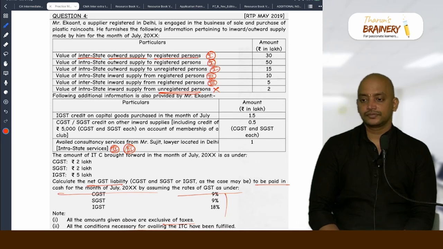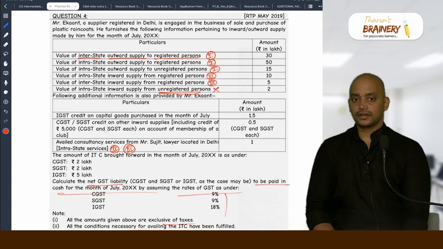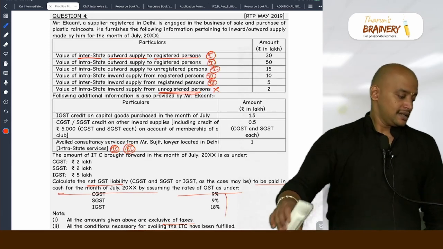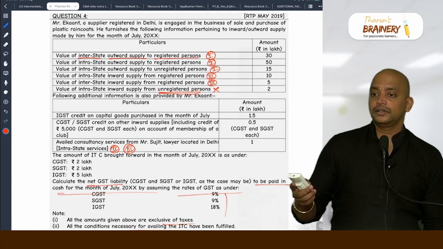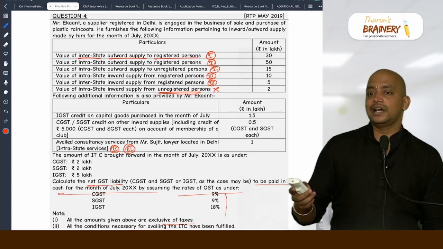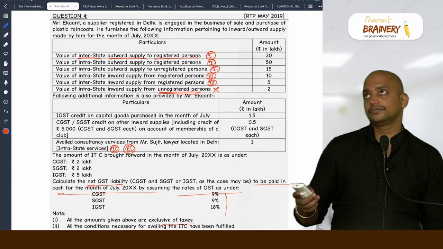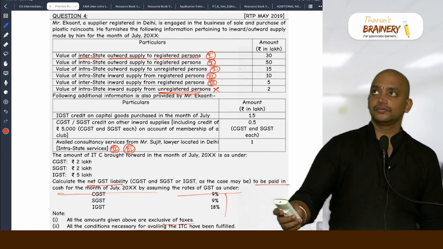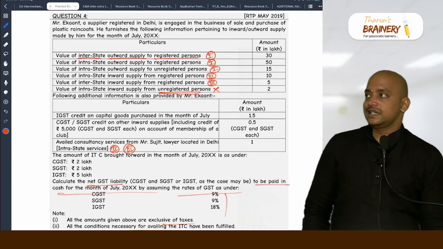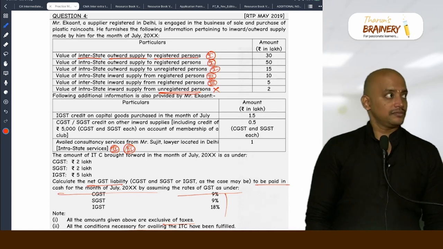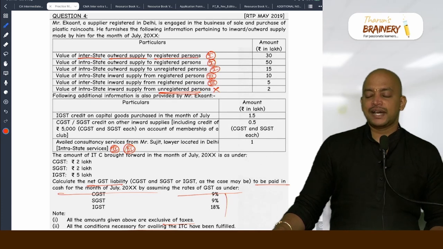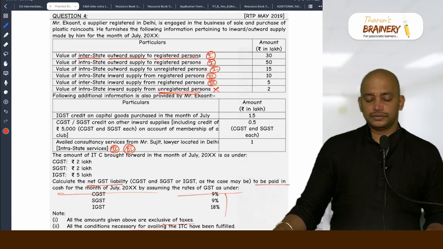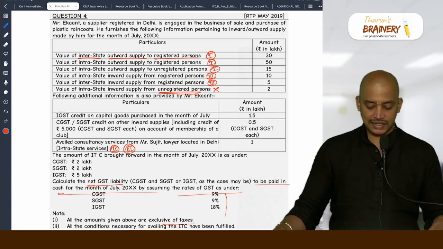Statement 1. Gross GST payable under FCM. Prepare a table: particulars, value, CGST, SGST, IGST.